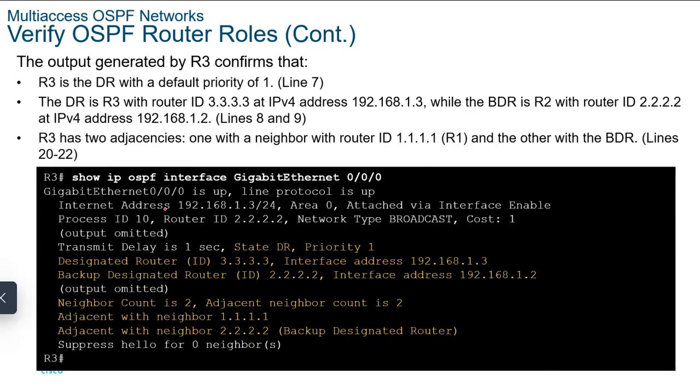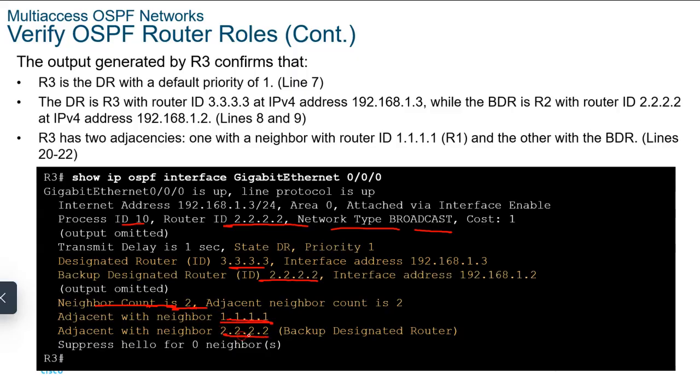This is R3, the same scenario. As you can see, the process ID is this, the router ID is this, and the network type is broadcast. The designated router is 3, and the backup is this. Then the neighbor count, as you can see, there are 2. When you look at this, you have 1 and then 2.